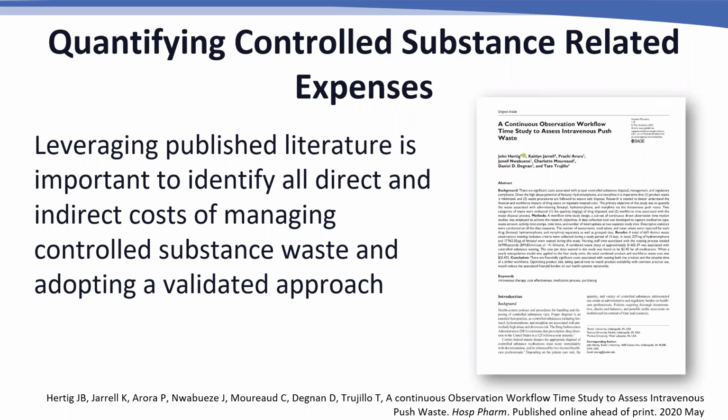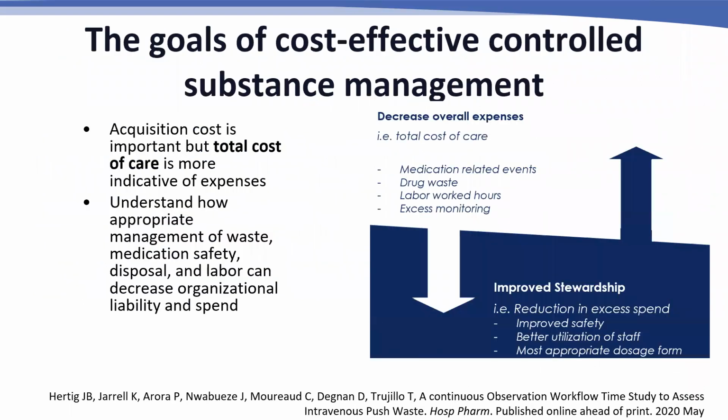And it aligns with some of those strategic priorities that many of us are focusing on. Next slide, please. So the goals of cost-effective controlled substance management, I think, are really almost the total cost of care nowadays. We know that acquisition cost is important, something we always focus on. It probably hits pharmacy's budget, but total cost of care, thinking of all the different spectrums that waste and drug diversion impact, I think is even more important.